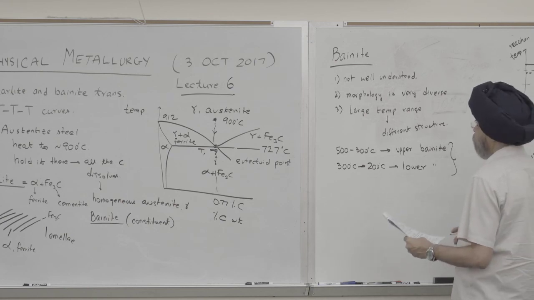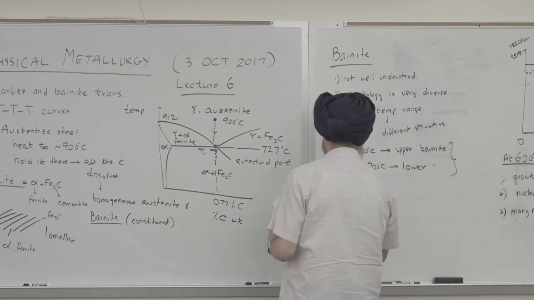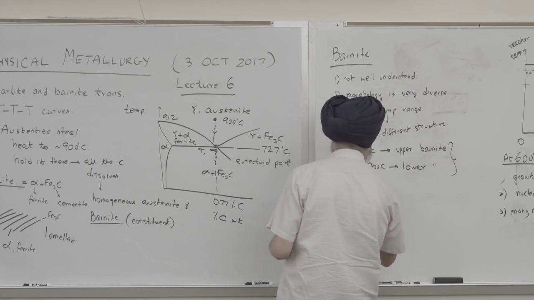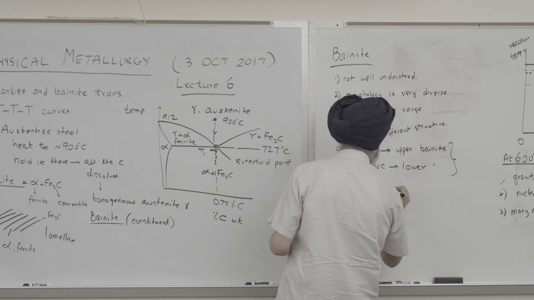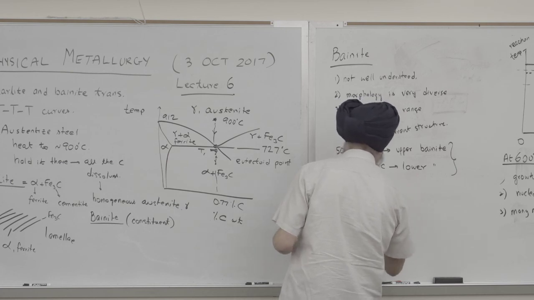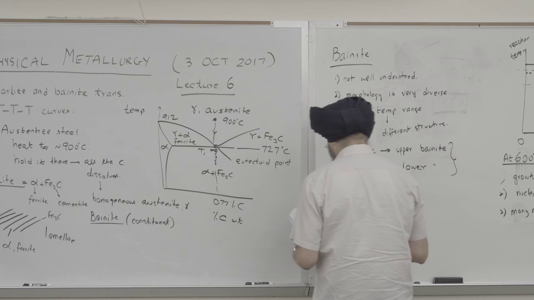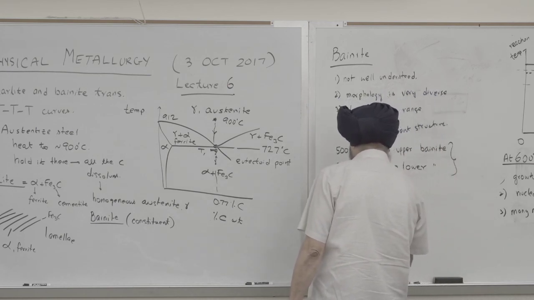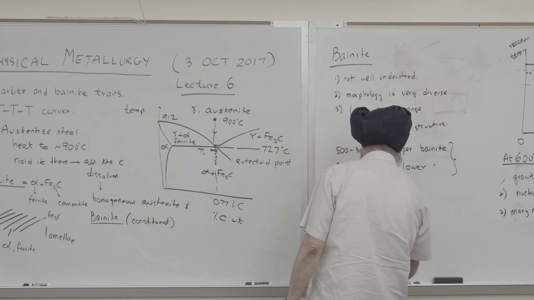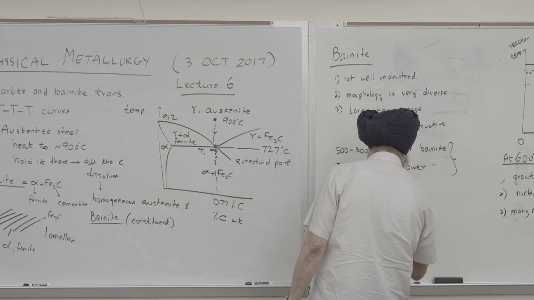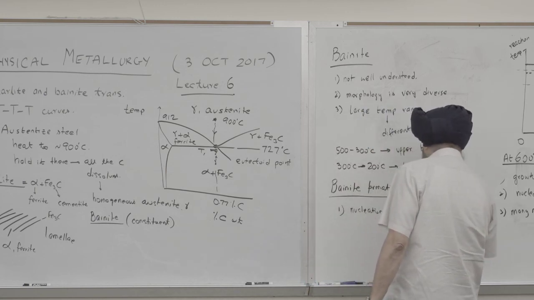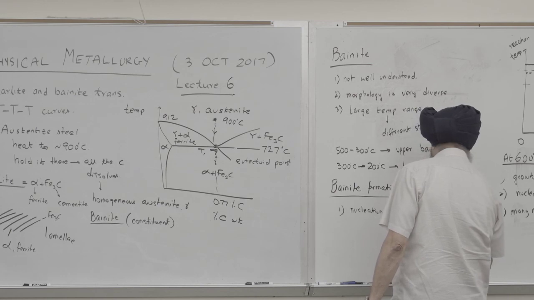So how does Bainite form? Bainite formation. The one complication is Bainite can form by two different mechanisms. One is nucleation plus growth, just like pearlite grows.